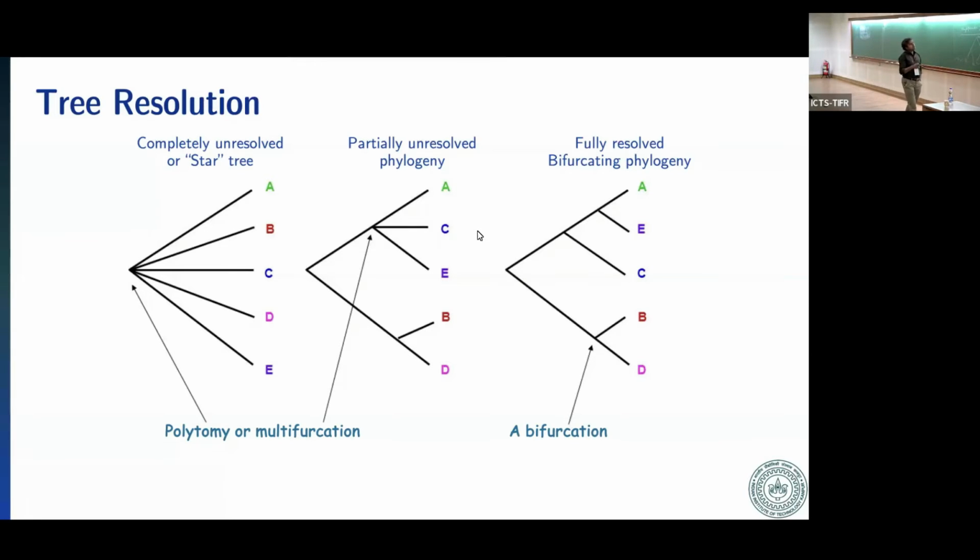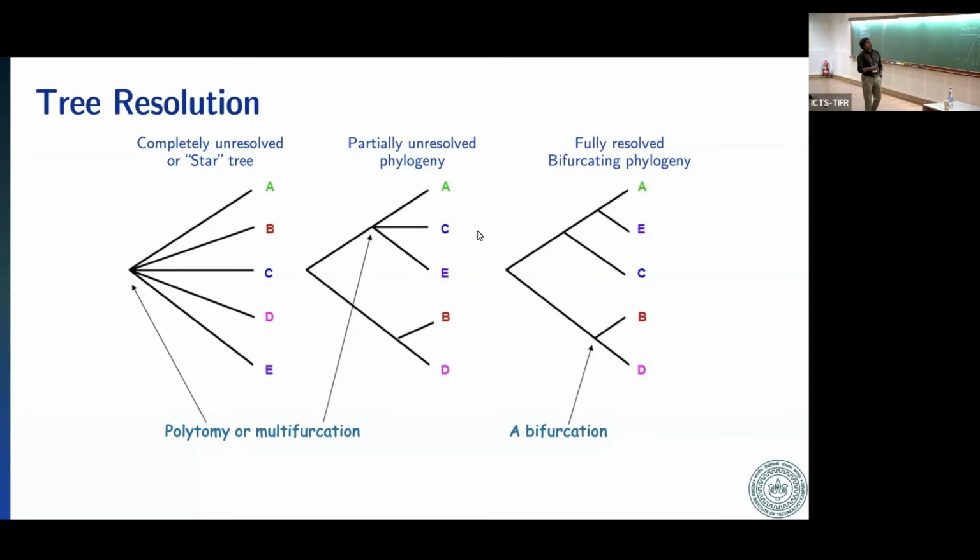Let us look at the next example, where we can see that for B and D, at least, the lineage history is resolved, but there is still some polytomy or multifurcation remaining. Between A, C, and E, we cannot choose two particular species. We cannot say that A and C are closer to each other as compared to E. So this is still a partially unresolved phylogeny, because for part of the tree the lineage history is completely resolved, but for another part it is not resolved.